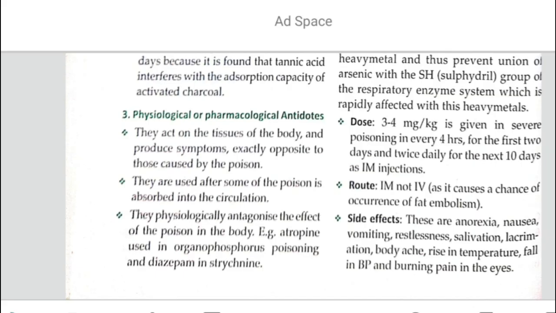Physiological and pharmacological antidotes. They act on the tissues of the body and produce symptoms exactly opposite to those caused by the poison. They are used after some of the poison is absorbed into the circulation. They physiologically antagonize the effect of the poison in the body. For example, atropine used in organophosphorus poisoning and diazepam in strychnine.